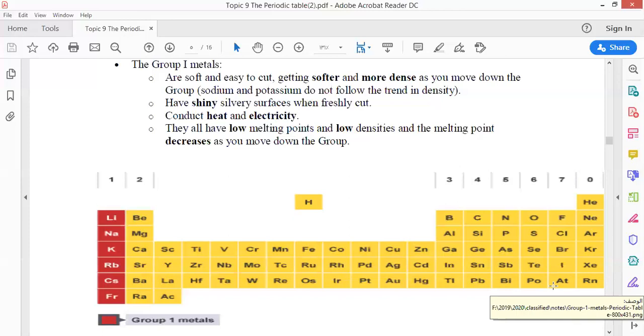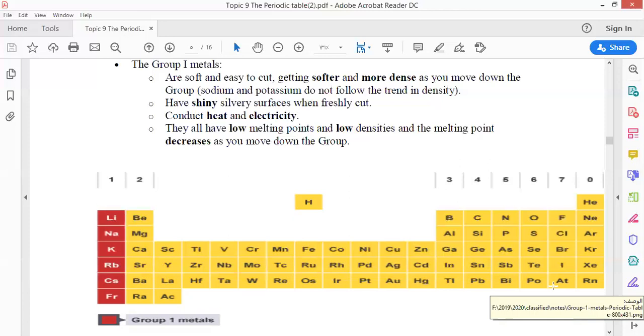Okay? So what about reactivity? By going up, reactivity increases. What about boiling and melting point? By going down, boiling and melting point increase, both increase.